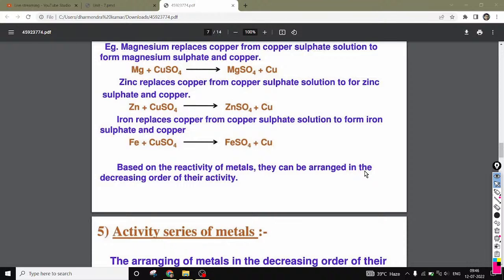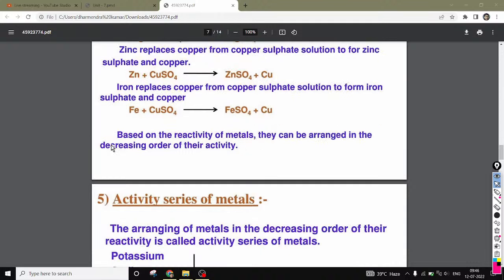next we have, based on the reactivity of metals, they can be arranged in the descending order of their activity, right? So I have taught about the metal reactivity series. You can just remember that metal reactivity series, how this metal reactivity series is feasible, right? On the basis of that reaction, we can easily conclude that this metal will be highly reactive and this metal will be less reactive, and on the basis of that we can also rearrange all the salt solutions and metallic reagents, or we can say reactions, right?